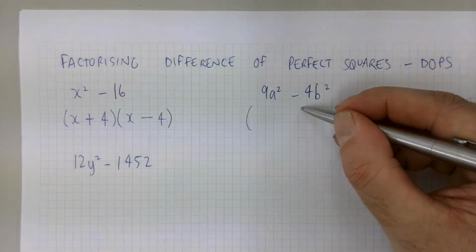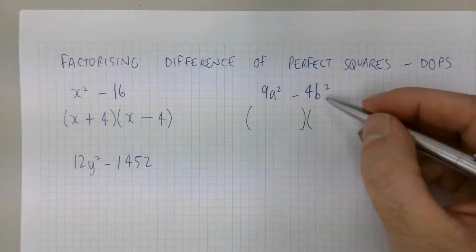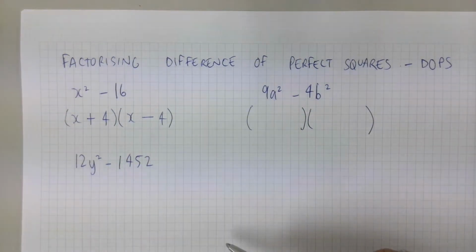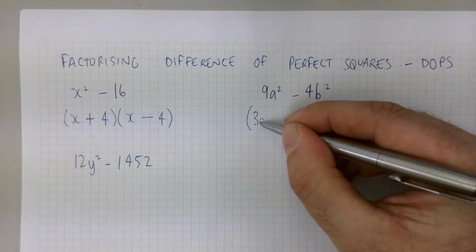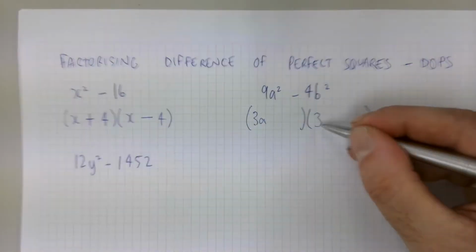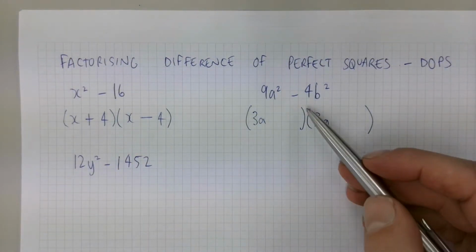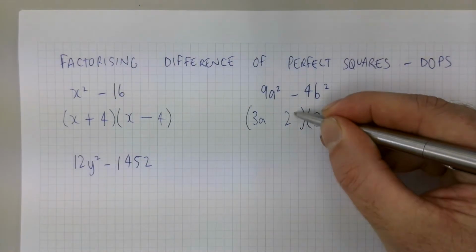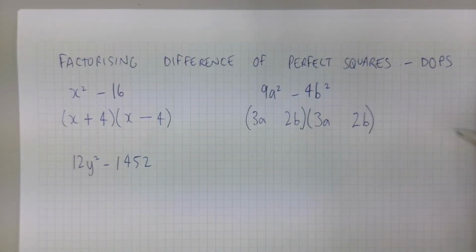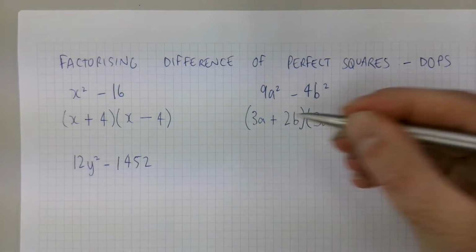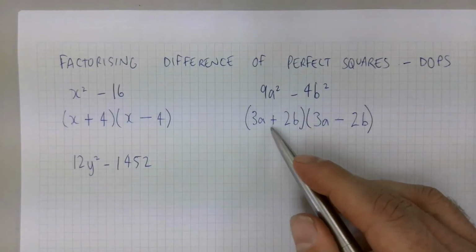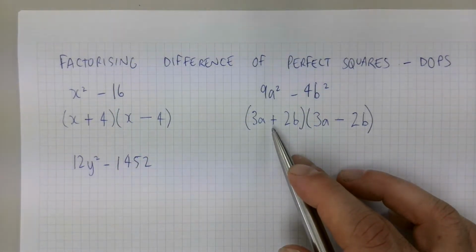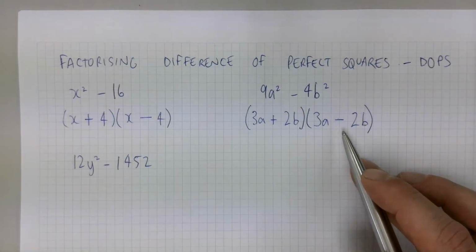Again, it's the same process with this second example I've got. Set up your two sets of brackets. Again, there's two squared terms separated by a subtraction sign. So 9a squared, square root of that is simply 3a. So that goes at the front of both brackets. 4b squared, the square root of that is simply 2b. And again, we just separate those terms by a plus and a minus. It doesn't actually matter if the minus is here and the plus is here, as long as you have one bracket that has an addition and one bracket that has a subtraction sign in it.